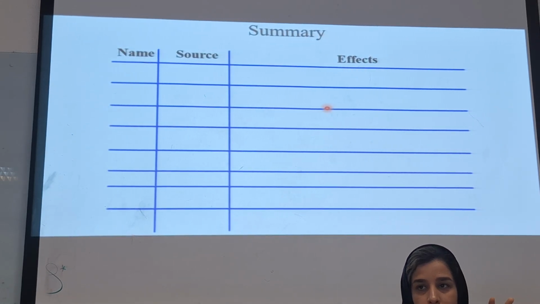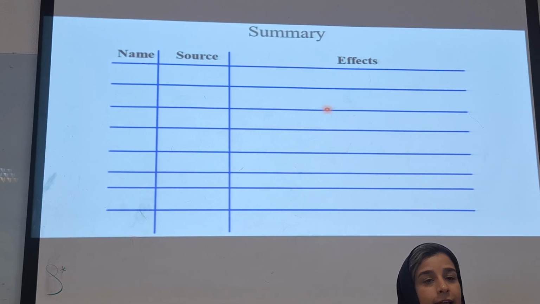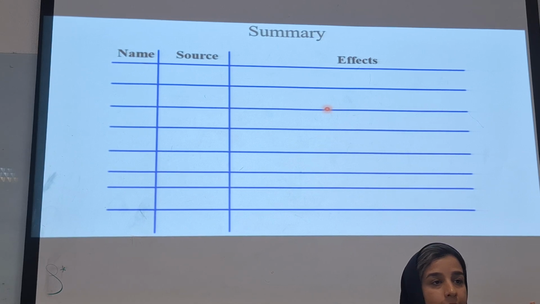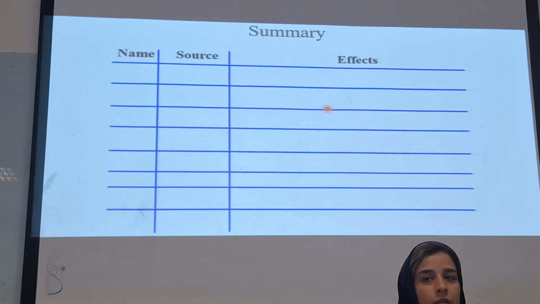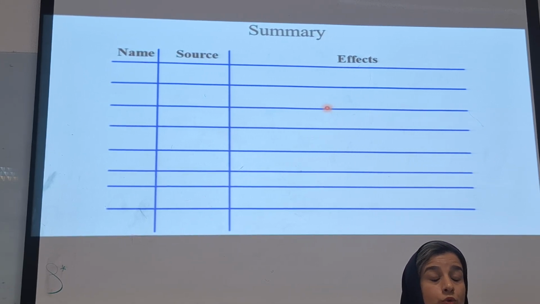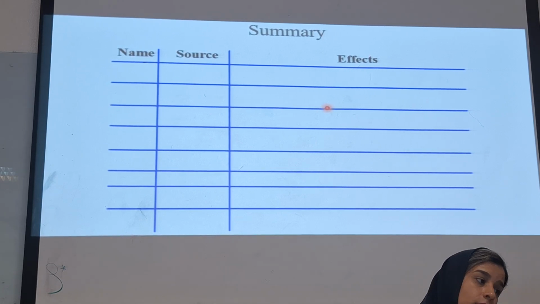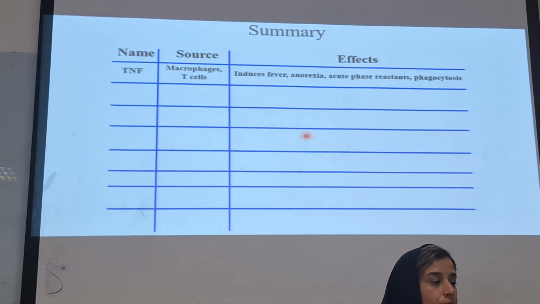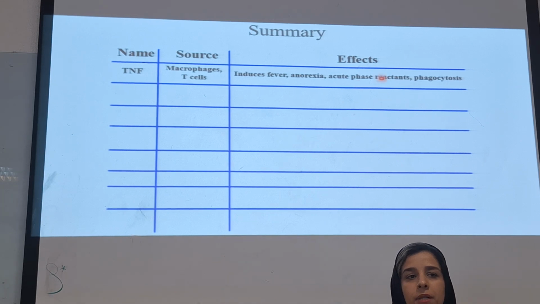Let's sum up everything we've learned about cytokines as a language of our immune system. Autocrine. I told you our different immune cells communicate with each other through three modes of communication: autocrine, paracrine, and endocrine. And I told you TNF. Please repeat with me. Please tell me about cytokines.